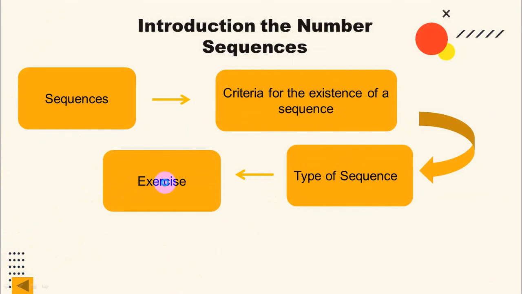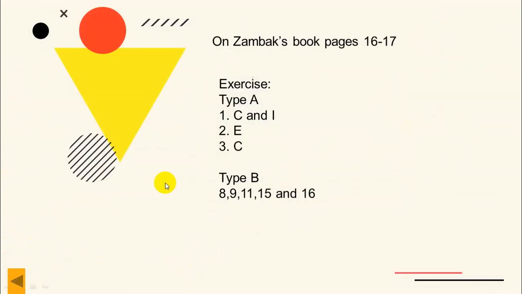Now we can continue to the exercise. Okay, you can open your Jambox book, page 16 until 17. In the exercise, they have type A, 1C and E, and I mean number 2E, number 3C, and then type B, 8, 9, 11, 15, and 16.